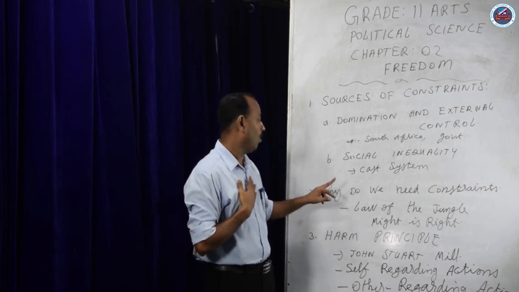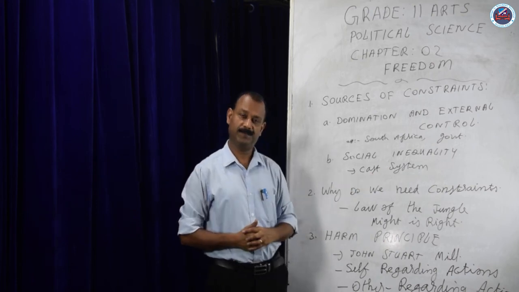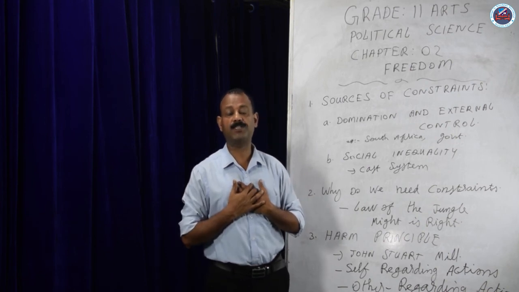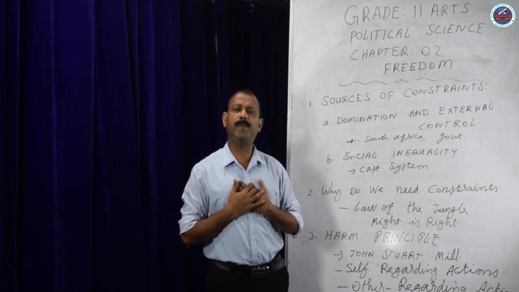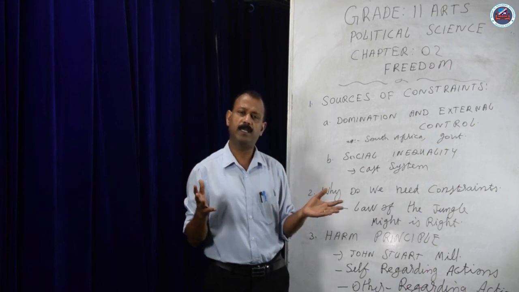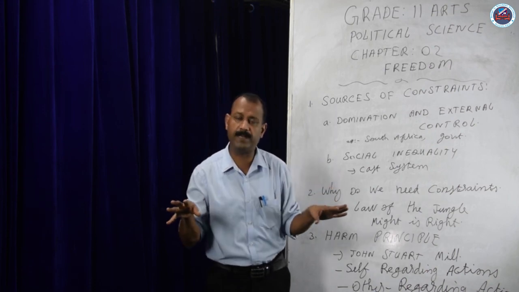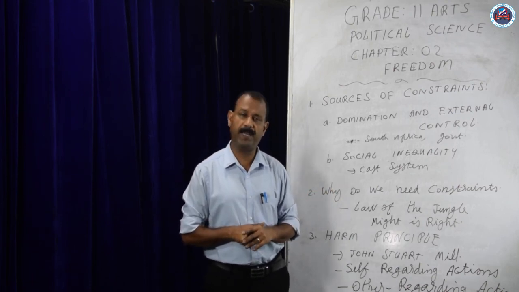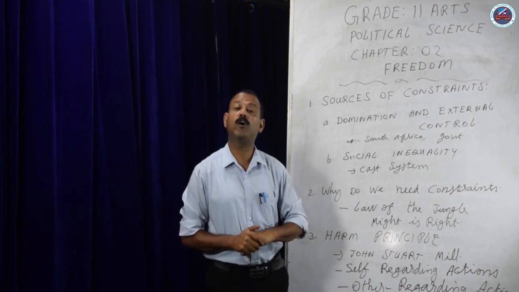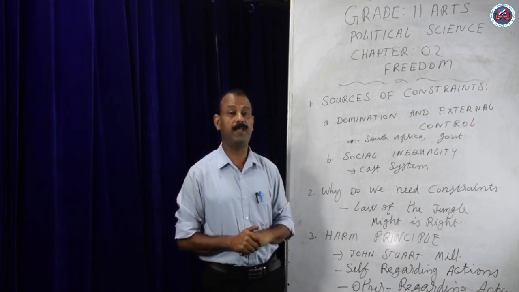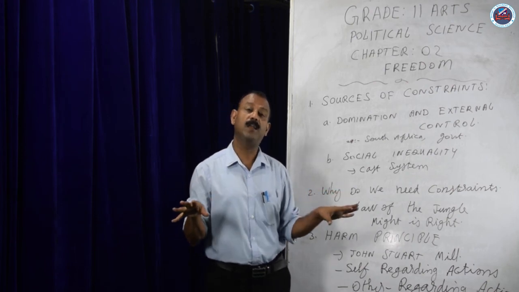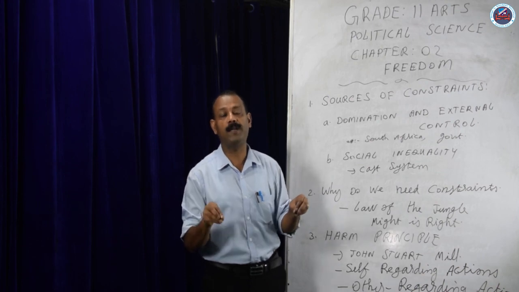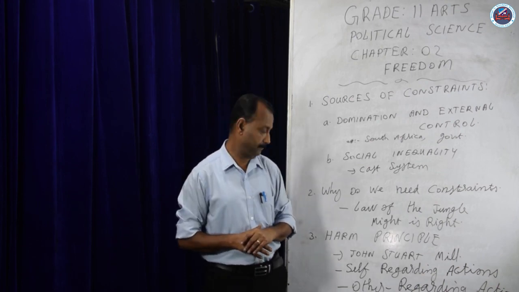Second point we learned, why do we need constraints? Constraints are necessary. If there are no constraints in our life, each one will be doing whatever he or she wants, and there will be full of chaos and confusions, and no one will be able to enjoy any rights. So there should be some reasonable restrictions or constraints in our life. Otherwise, the society will be turned into a jungle where only the might will be right. The poor, the weak, and the ordinary will never be able to enjoy any freedom.